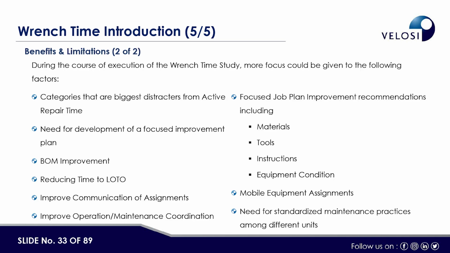So next, during the course of execution of the wrench time study, more focus could be given to the following factors. For example, categories that are the biggest distractor from the active repair time, need for development of a focused improvement plan, BOM improvement, reducing the time to LOTO or work permit system, improving communication for the assignment, like improving operation and maintenance coordination, focusing on job plan improvements like activity, material, tools, instructions, equipment condition, then mobile equipment assignments, and need for standardized maintenance practices among different units. So these are also important factors while assessing wrench time.